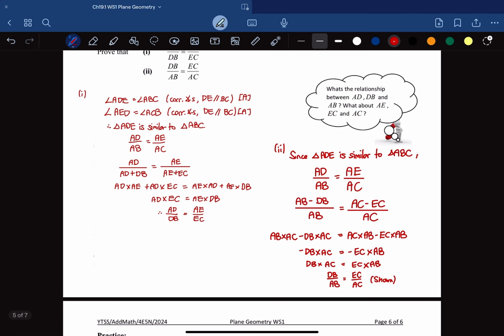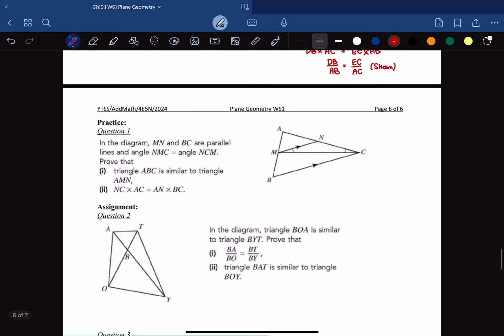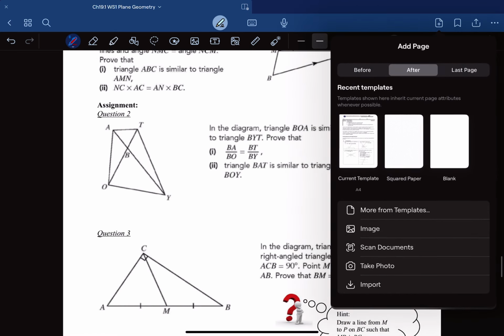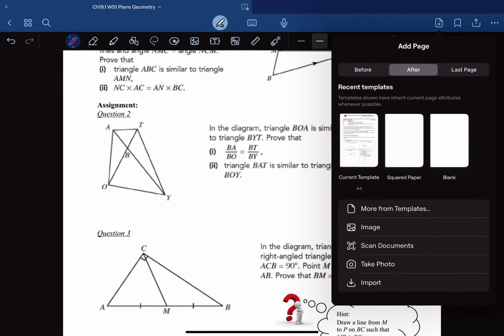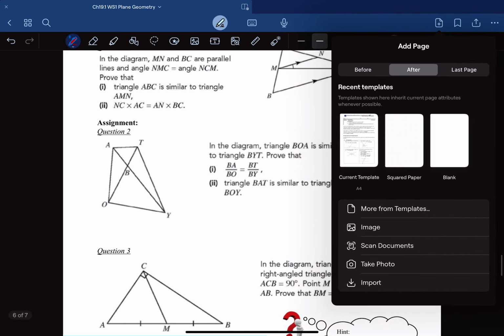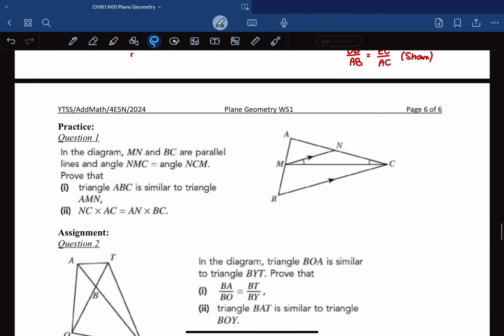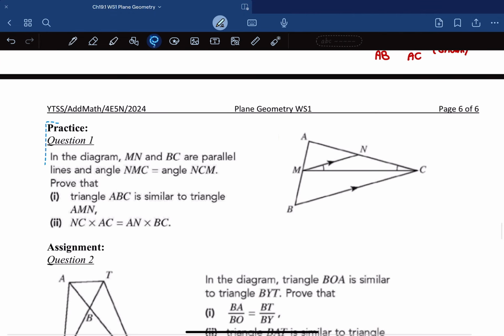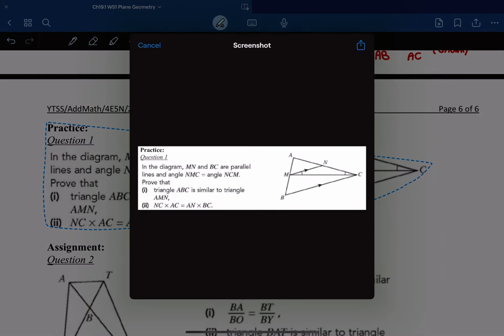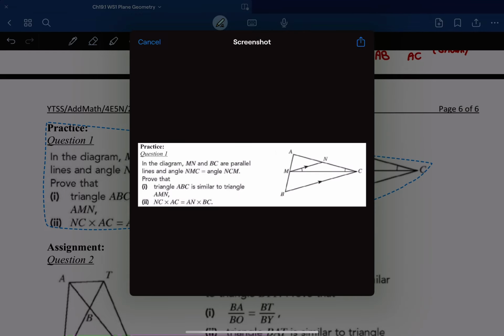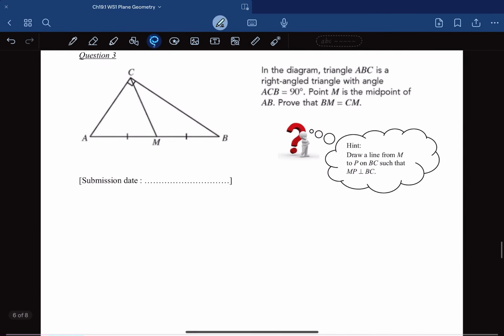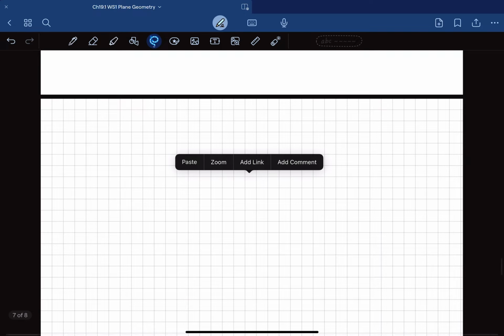Okay, now we look at the practice question. The final part of this video is this practice question before we move on to the next part. This practice question is simply applying what we have learned so far: how do we make use of the properties of similar triangles, or show that we have similar triangles, in order to solve a plane geometry question.